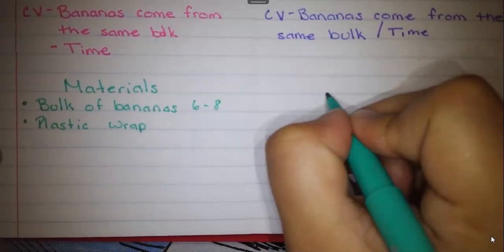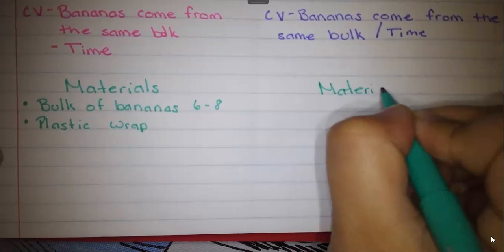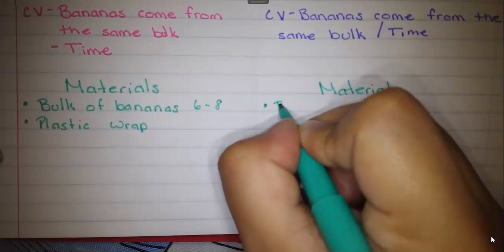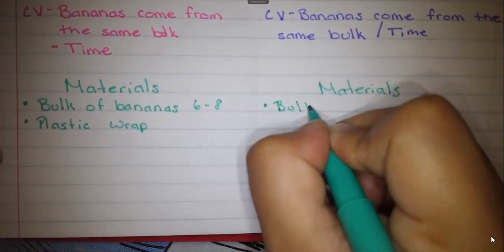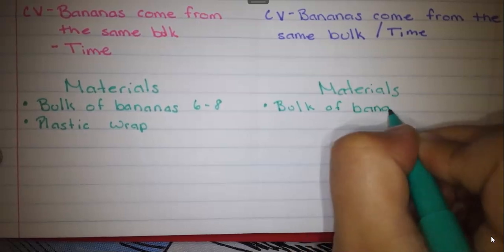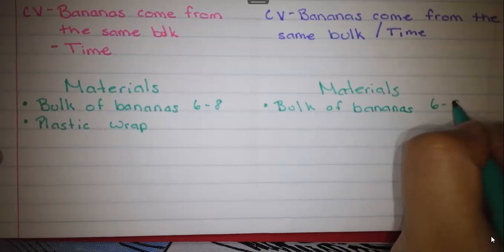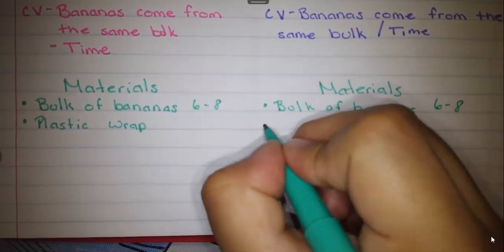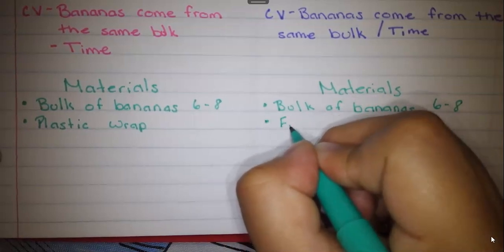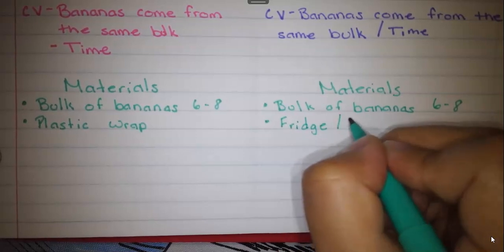And then for your option 2, materials, you would need a bulk of bananas, again 6 to 8 bananas, and you're going to need a fridge, freezer.